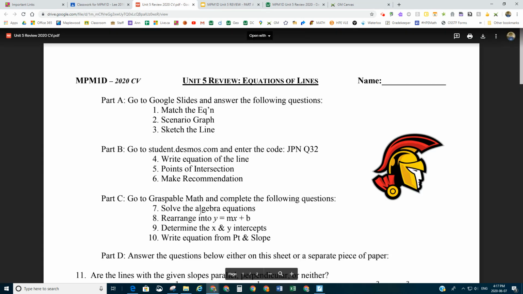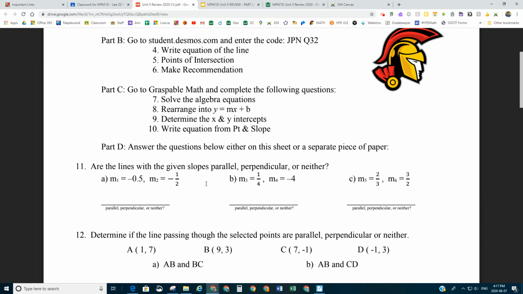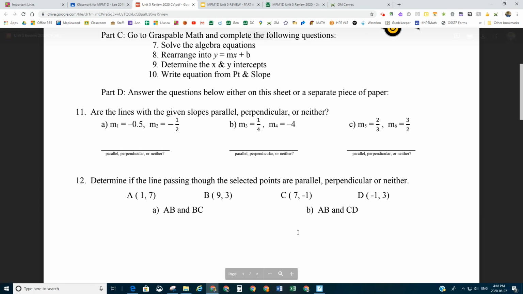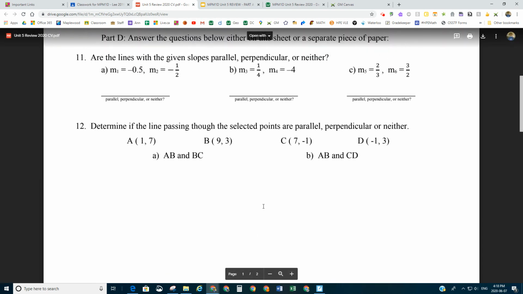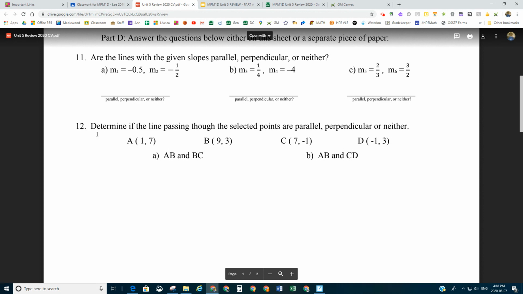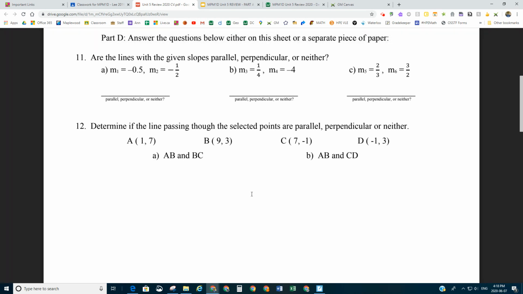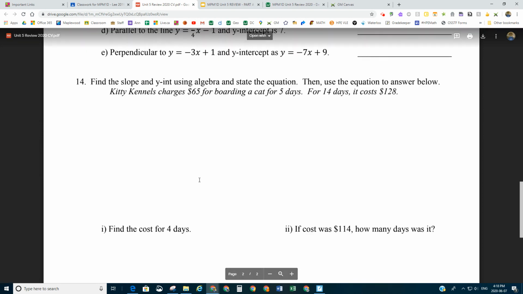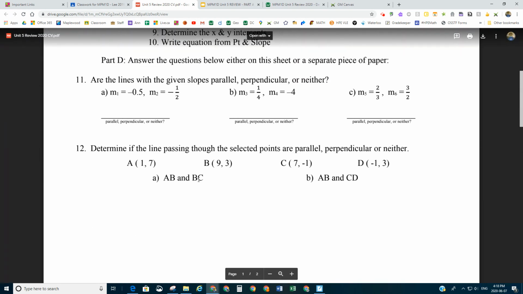So that brings us down to part D, and in part D you're going to have to write out these answers. If you'd like, you can print off this sheet and write your answers right in the space below, or you can just write your answers on a separate piece of paper. It's not necessary to print it off. It's also not necessary to rewrite the question. Just put number 12 and then start writing your answer. Same with number 11, you just need to write down whether parallel, perpendicular, or neither. You don't need to write down the question. So we're going to review 11, 12, 13 and 14 in this part of our review video.